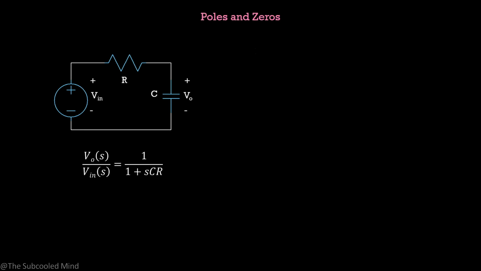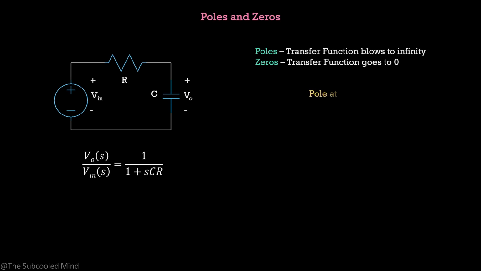Poles are the values where the system blows up to infinity, and the zeros are the values where the transfer function goes to 0. In this case, we do not have any zeros, but we have a pole at s equal to minus 1 by CR. The way you find poles of a transfer function is by finding the roots of the polynomial in the denominator, because at those values, the value of the transfer function will go to infinity.